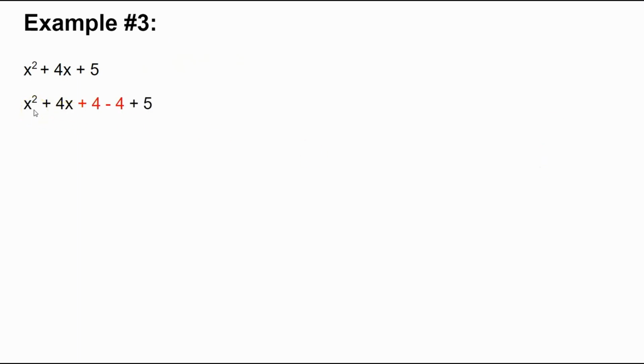So x squared plus 4x plus 4 minus 4 plus 5. We want to factor this trinomial and then simplify the remaining portion. So again, the number that's in the parentheses is always going to be b over 2. So 4 over 2 is 2. So x plus 2 squared plus 1. And that's pretty much it to get it in vertex form.